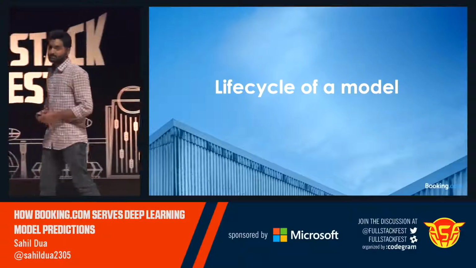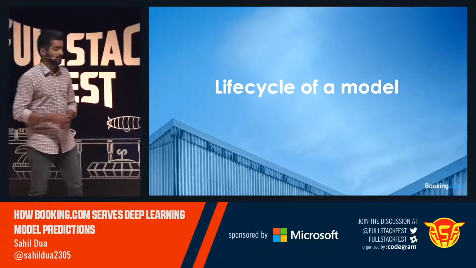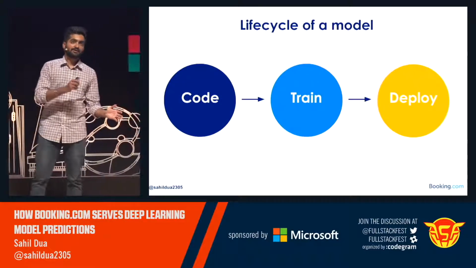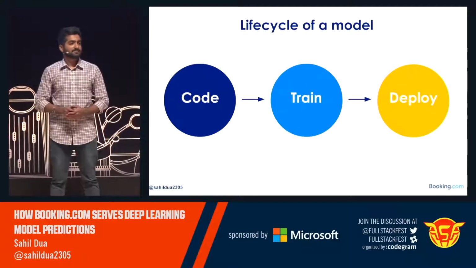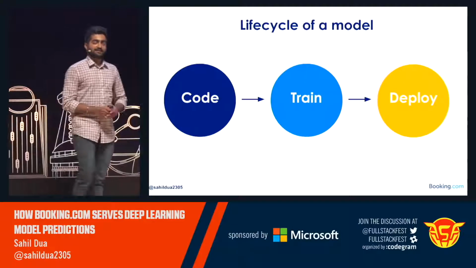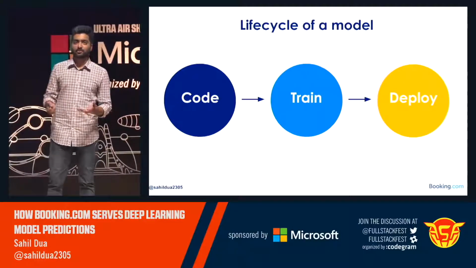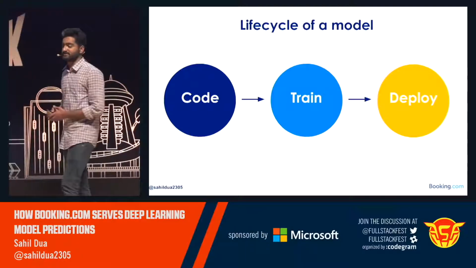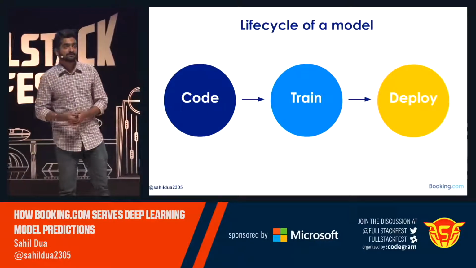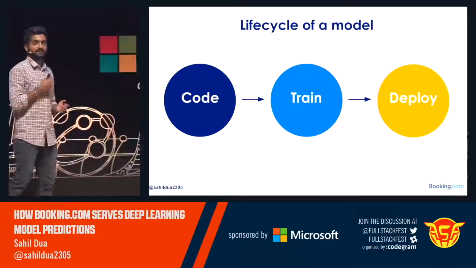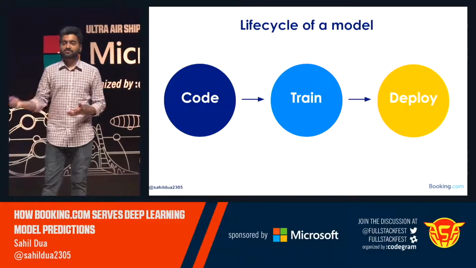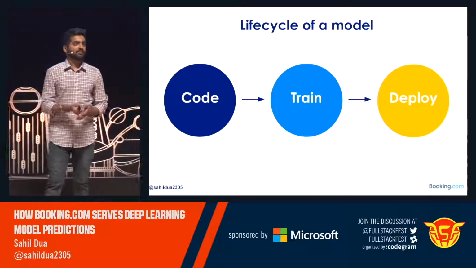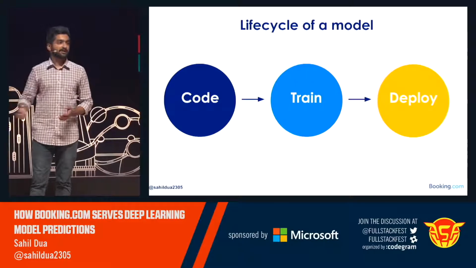So let's start talking about the life cycle of a model. What are the different phases? So there are 3 phases: code, train, and deploy. In first phase, data scientists write their model, write the code for their model, try out different features, different kind of embeddings, different kind of interactions of different features, and different architectures. And once they are happy with the performance of the model, now they want to train their model on the production data. Once they are done with the training on production data, they want to deploy it so that it can be used by multiple clients.